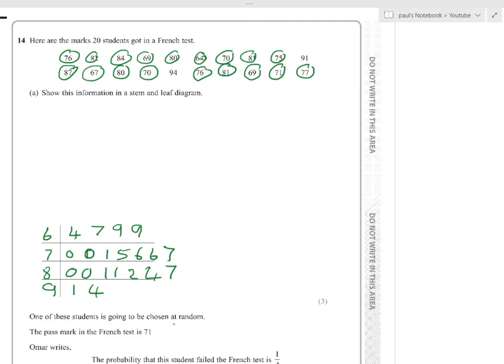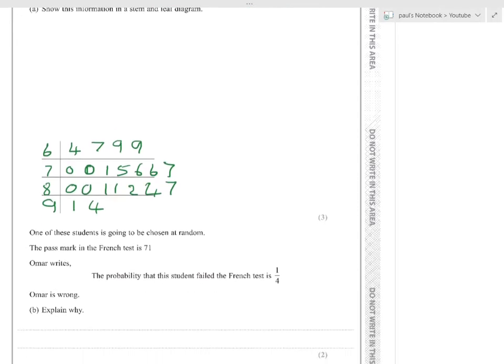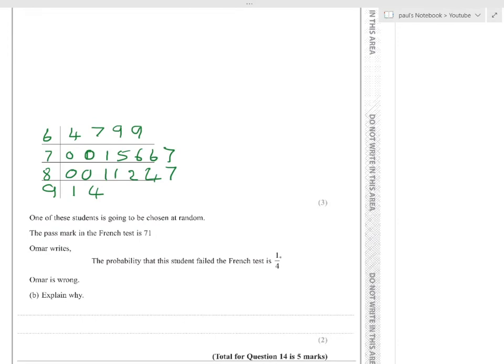One of the students is going to be chosen at random. The pass mark for the French is 71. Okay. The probability the student failed the French is 1 in 4. So there's 71, so that is the pass. All these passed. So how many are below that? 1, 2, 3, 4, 5, 6. 6 failed. Then 1, 2, 3, 4, 5, 6, 7, 8, 9, 10, 11, 12, 13, 14. 14 passed.